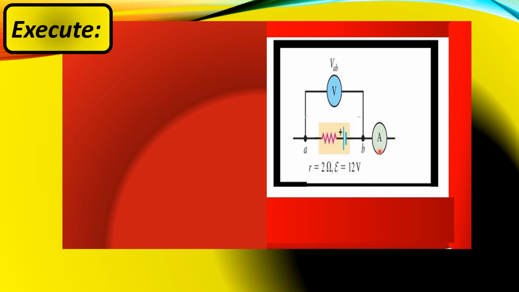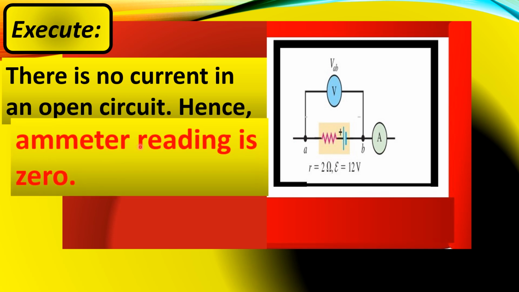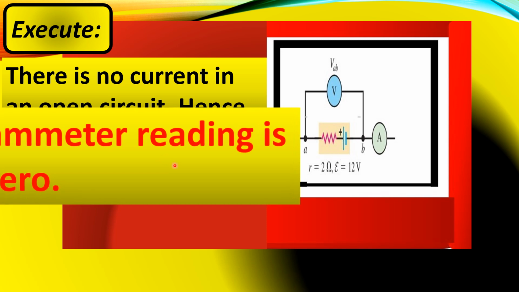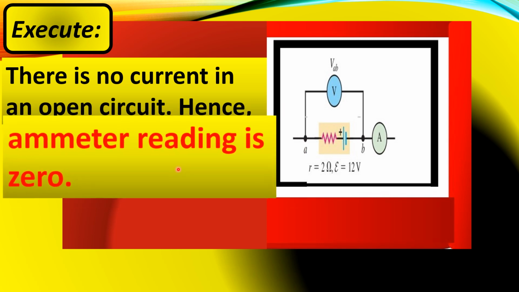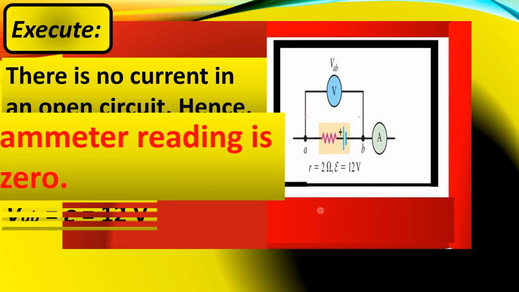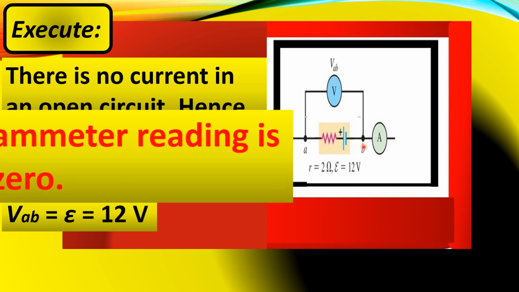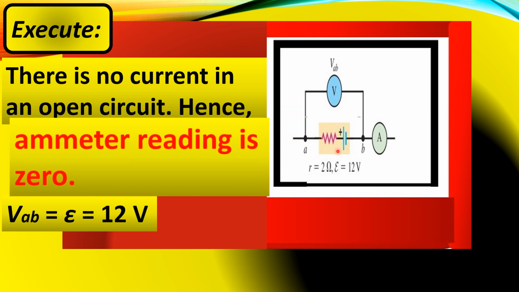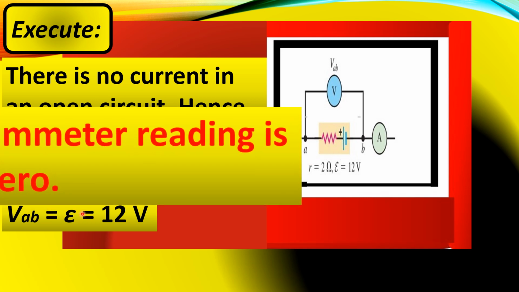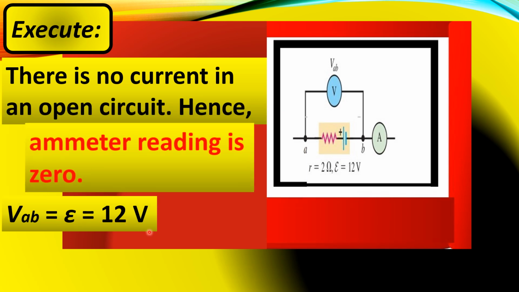Since the ammeter is not completely connected to the battery, we conclude that there is no current that would pass through the ammeter. So the ammeter reads zero current. When current in the circuit is zero, we say that the potential difference across points AB, or across the battery, is simply equal to the battery's EMF. So the voltmeter reads 12 volts.